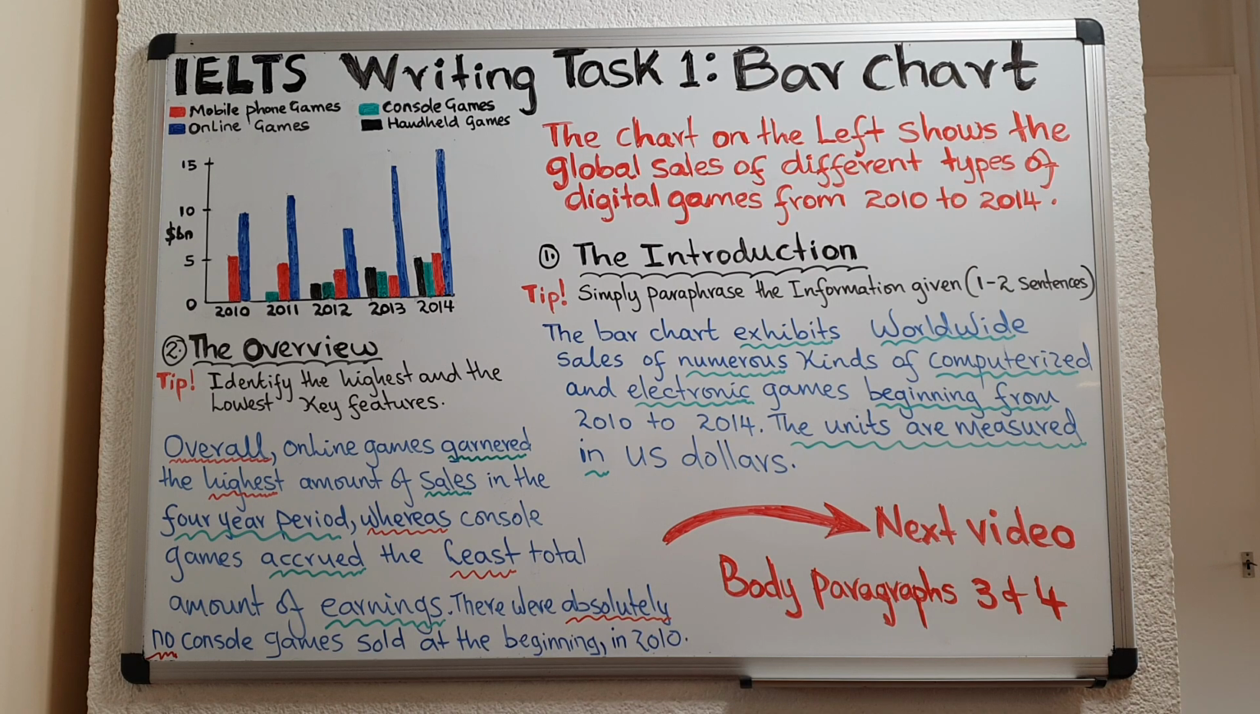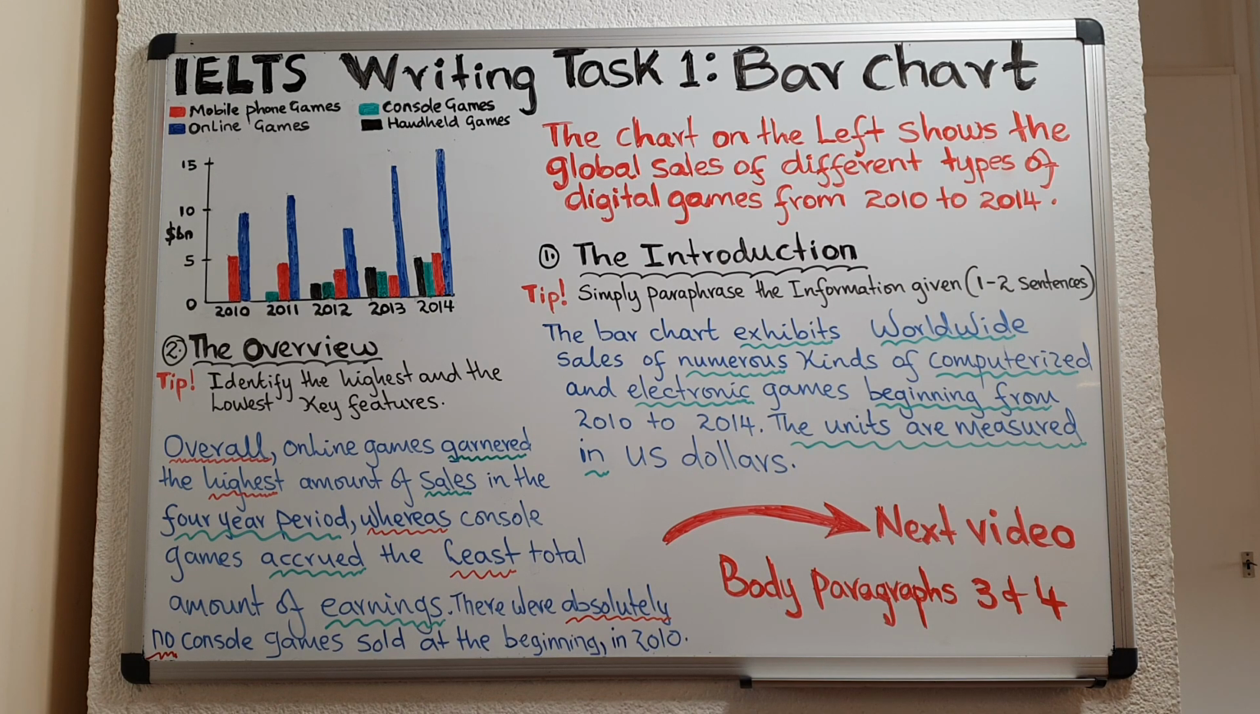And then we have used the word highest. So we have talked about the highest key feature, and now we are going to talk about the lowest key feature, and to join those two together, we are going to use the linking word whereas. Whereas is a very good linking word, a band 9 linking word that indicates that you're comparing things.